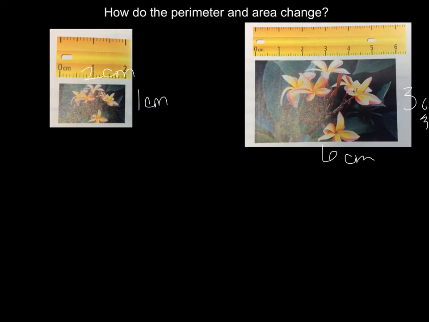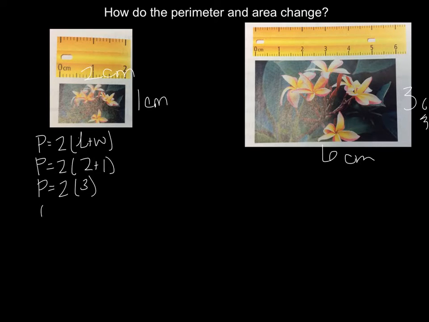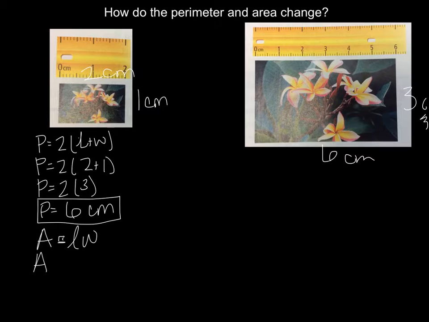Okay, so let's do the same thing. Let's find the perimeter equals 2 times length plus width. So the perimeter is going to equal 2 times 2 plus 1. The perimeter is going to equal 2 times 3, which is 6 centimeters. Now our area equals length times width. Our area equals 2 times 1. Our area equals 2 centimeters.